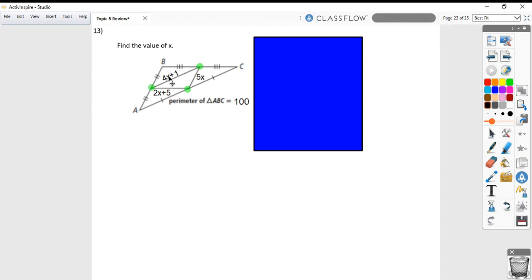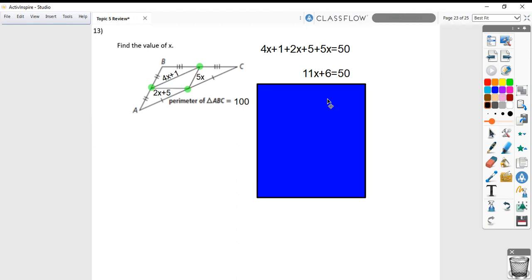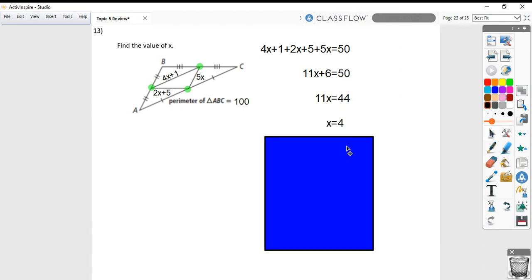That means you take 4x plus 1, 2x plus 5, and 5x. You add all of those together, and it equals 50. All right, that's that right there. Combine all the like terms. 4x, 2x, and 5x come together as 11x. 1 and 5 come together as 6. You subtract the 6, and then you divide by 4.